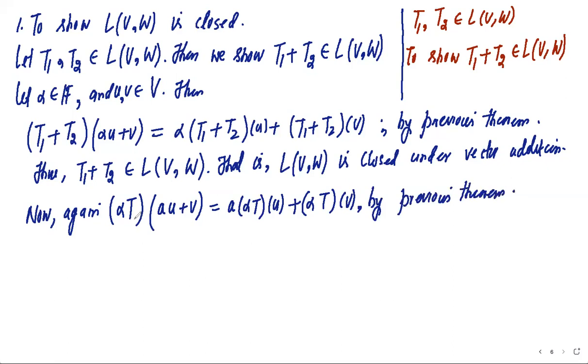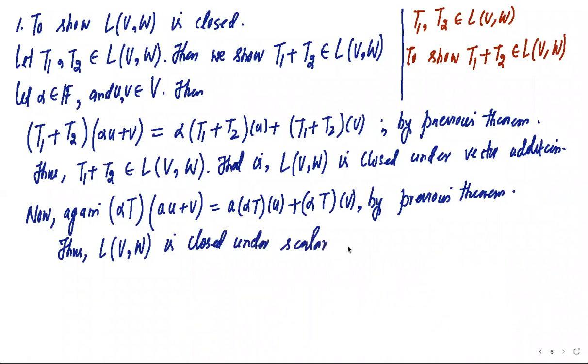किया ना हमने प्रीवियस थ्योरम में यही प्रूव, अल्फा टाइम्स अल्फा टी ऑफ ए यू प्लस वी, हमने ये प्रूव किया दिस इक्वल ए टाइम्स अल्फा टी ऑफ यू प्लस अल्फा टी ऑफ वी बाय प्रीवियस थ्योरम. सो thus L of VW is closed under scalar multiplication. So the first property is done.